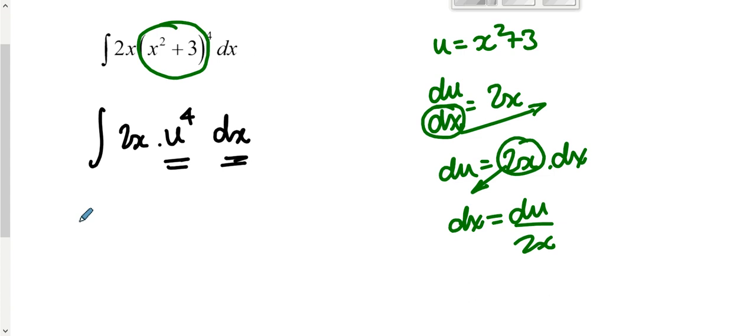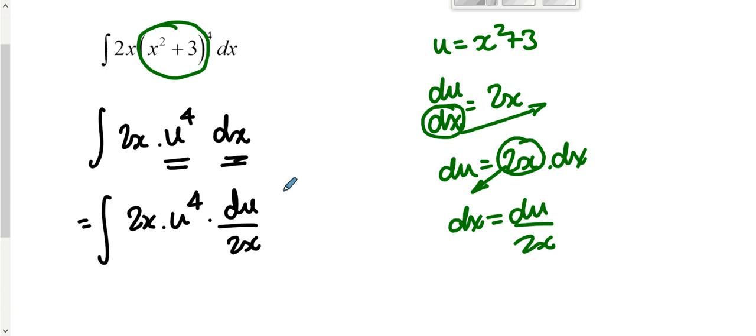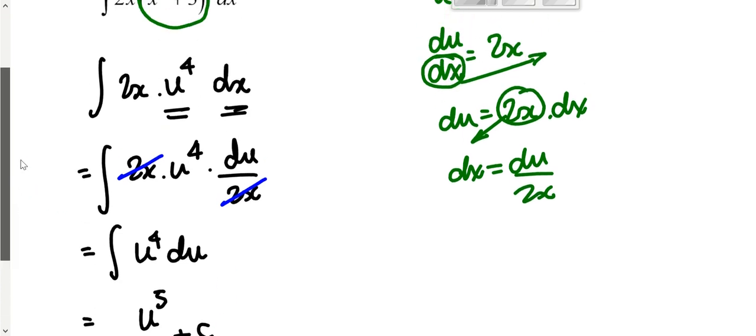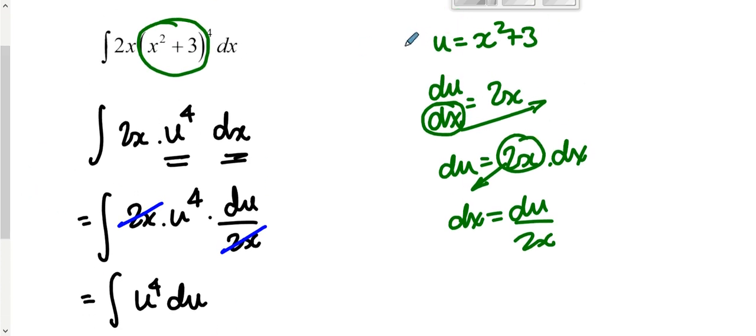Now I can go back here and put it in here: 2x times u to the power 4th times du over 2x. And very fortunately, these cancel. So that leaves us the integral of u to the power 4th du. Now we can do that fairly straightforwardly: raise the power by 1, divide by the new power and add a constant. And that's us done, except we need to replace the u with our substitution, x squared plus 3 up here.